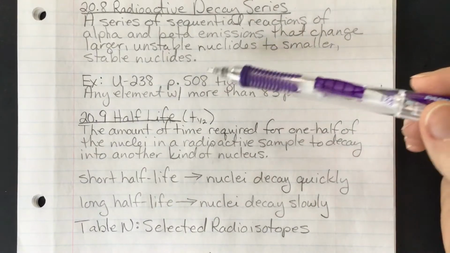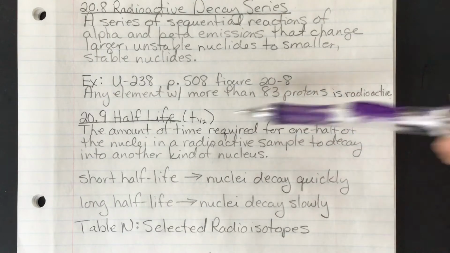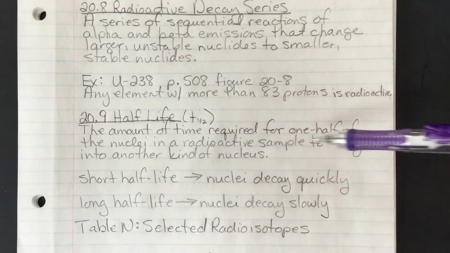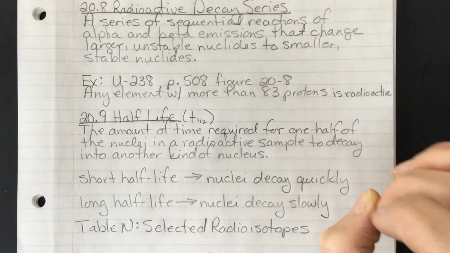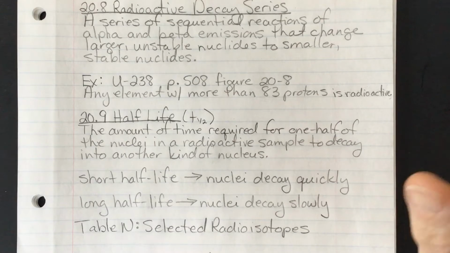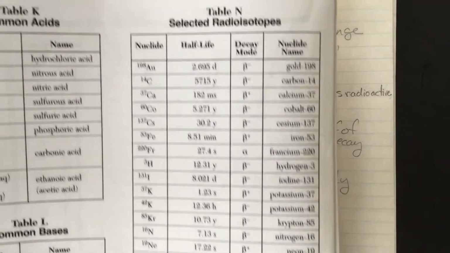So let's talk about half-life. Half-life is the amount of time required for 1/2 of the nuclei in a radioactive sample to decay into another kind of nucleus. Radioactive decay does not take place all at once. What we see is that different nuclides have different half-lives, meaning that half of them break down during a certain amount of time.